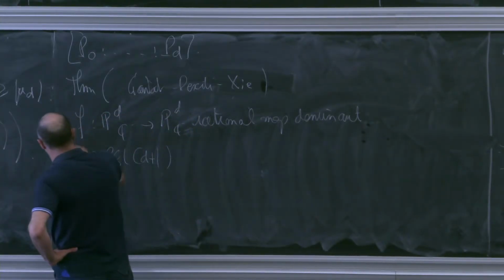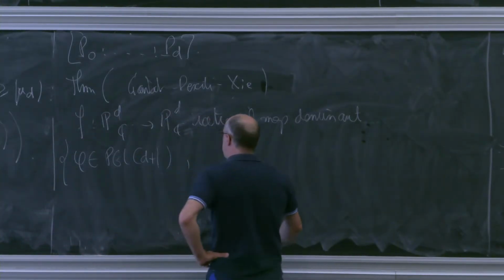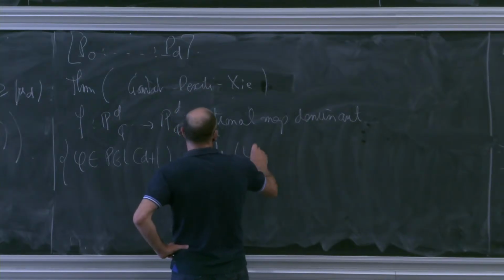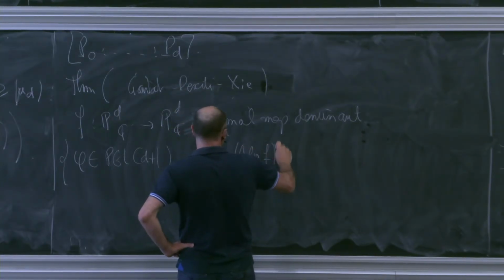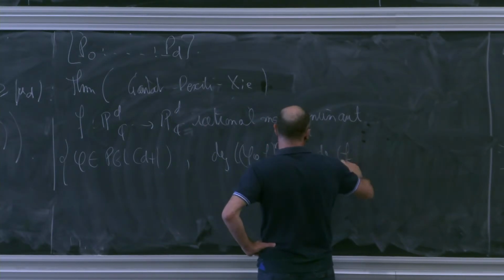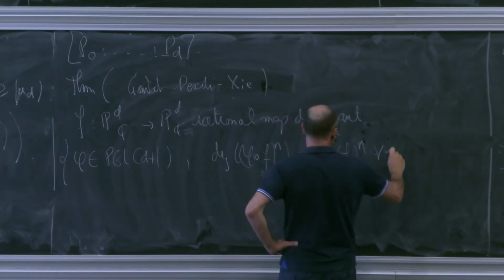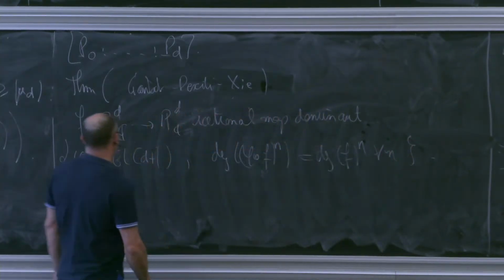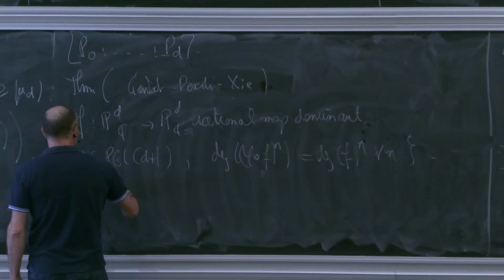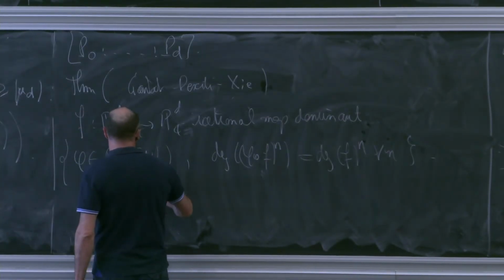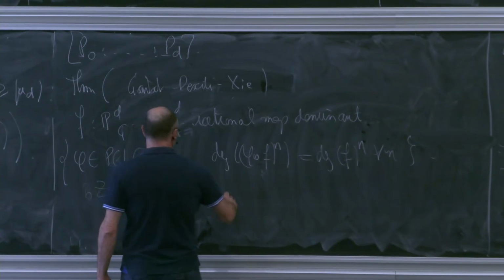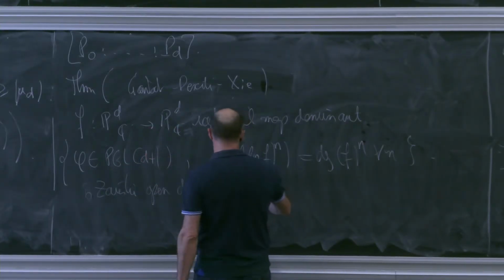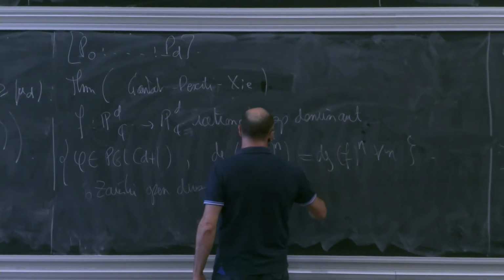And so the set of phi such that the degree of (phi composed with f) to the n is equal to the degree of f to the n for all n is a Zariski open dense subset in PGL_{d+1}.